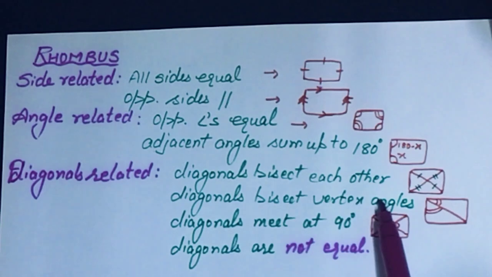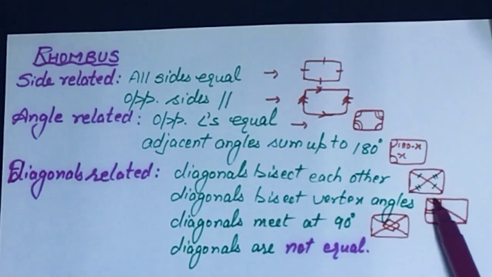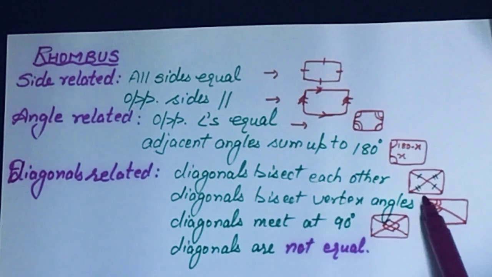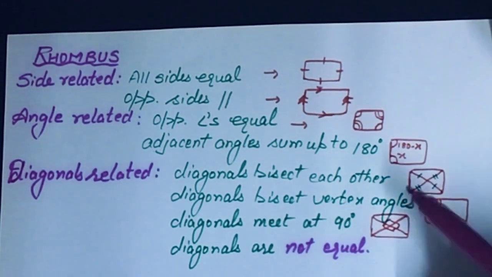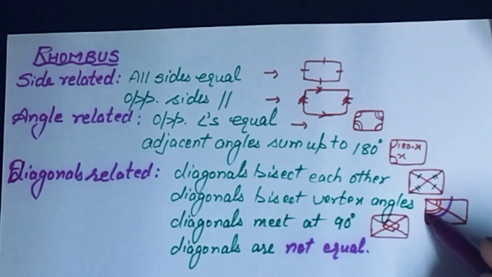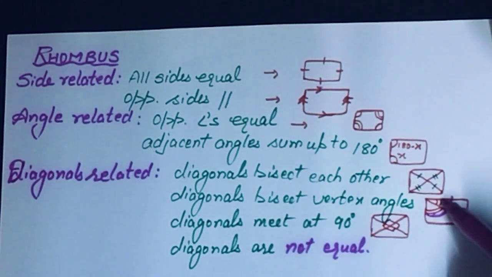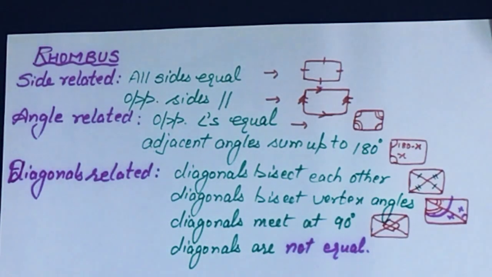Diagonals bisect vertex angles. Here we have a diagonal and it's emerging from this vertex. So when it is emerging from this vertex, it's dividing this full angle into two parts, and those are equal, that's why I have labeled it like this. This diagonal also bisects these two angles, so you can also label them. They are going to be equal. This is what I mean: diagonals bisect the vertex angle.